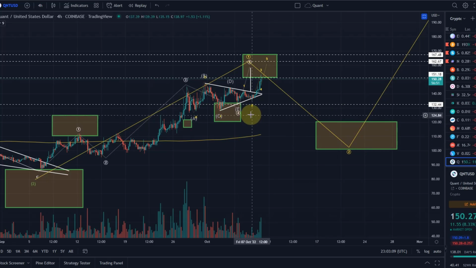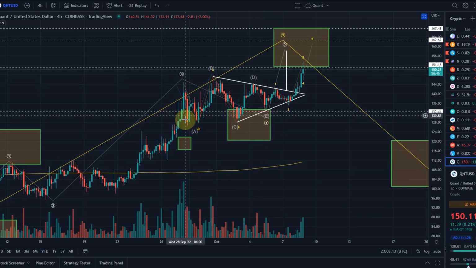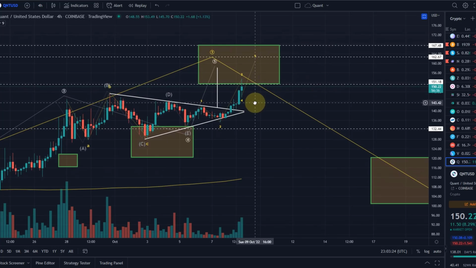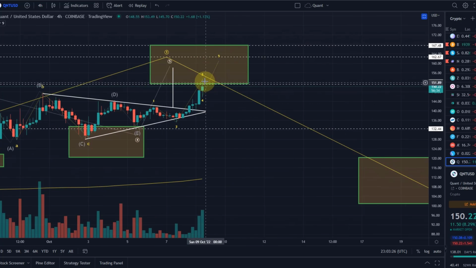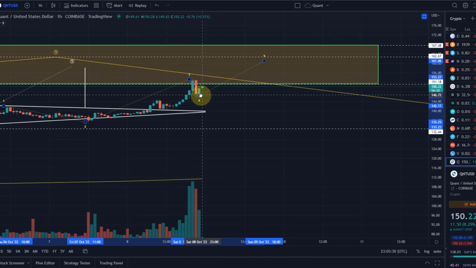Okay, and in the micro now, it really looks like we completed the triangle pattern where we said it was completed, then moved up in a wave one, came down in a 2, and we're now moving up in 3. That wave 3 could be complete. In fact, it might have been complete. We came down in 4 and could already be pushing higher in 5 now.